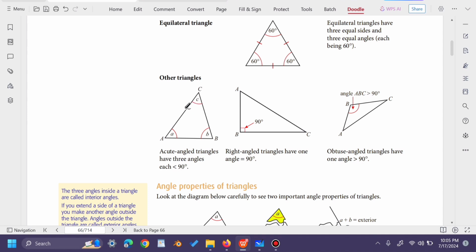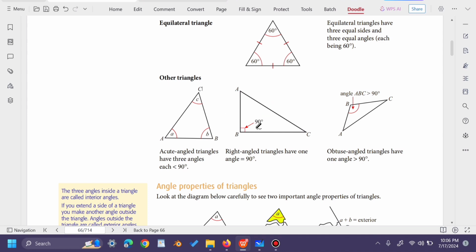You can check this by measuring with a protractor as well. Then we have another type of triangle which is called a right angle triangle. It is a triangle in which there is only one angle that is 90 degrees.